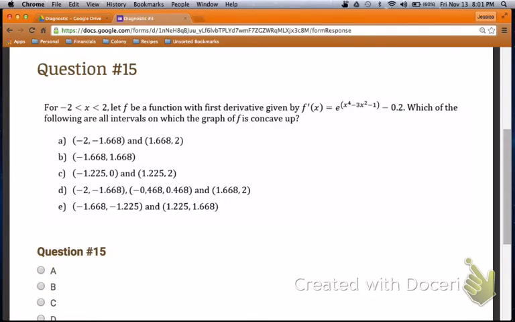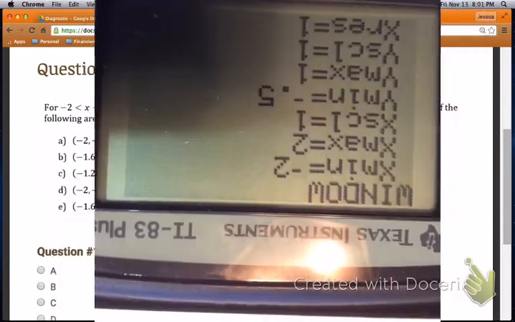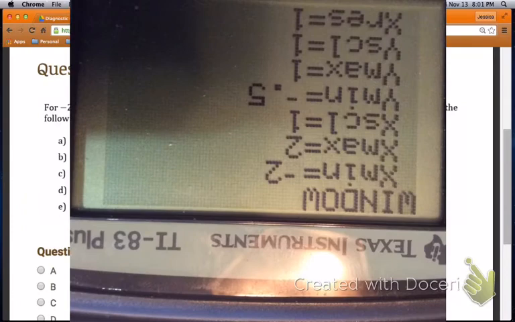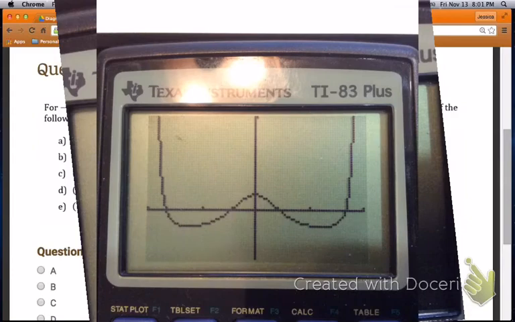Let's get a nice viewing window so that we can see it clearly. The viewing window that I chose was from negative 2 to 2, and then from negative 0.5 to 1. I just wanted a nice viewing window, so you can try it as well. This is what my graph looks like, and yours probably looks something like that too.